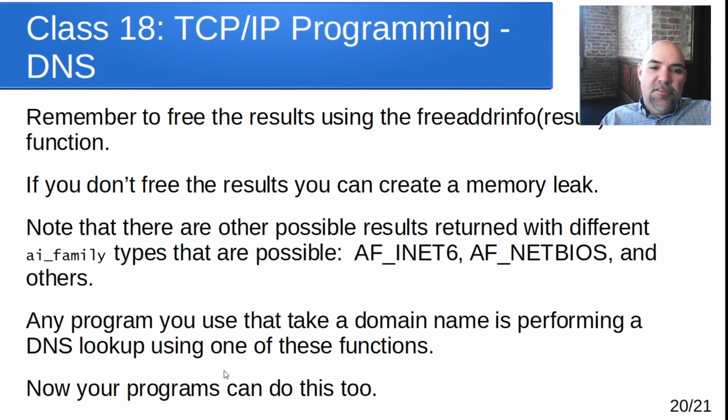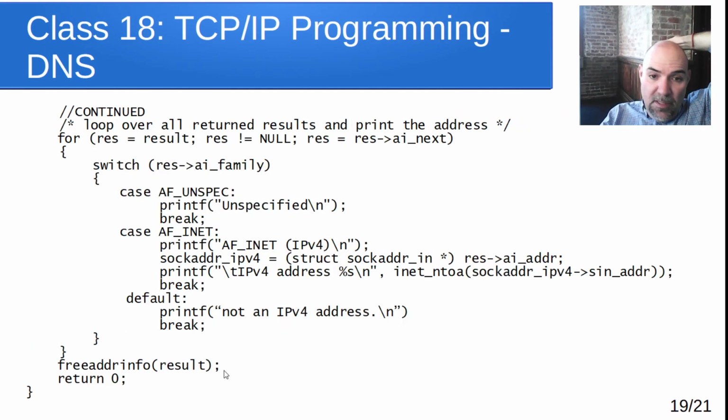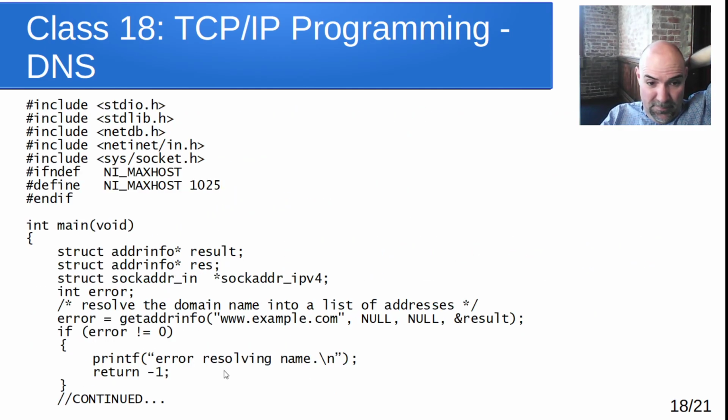So note that there are other possible results returned with different address families, AF_INET6, AF_NETBIOS, and others. It says any program that you use that takes a domain name is performing a DNS lookup using one of those functions, either gethostbyname or the getaddrinfo function. Most modern programs are probably using this one.